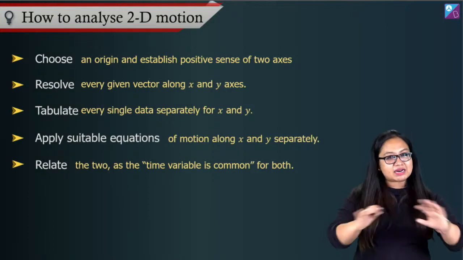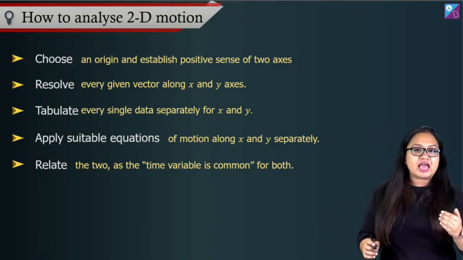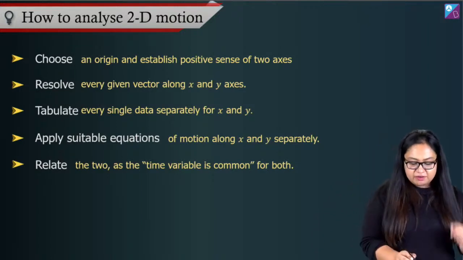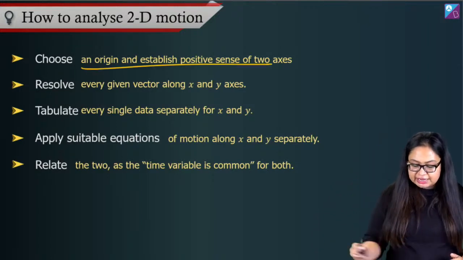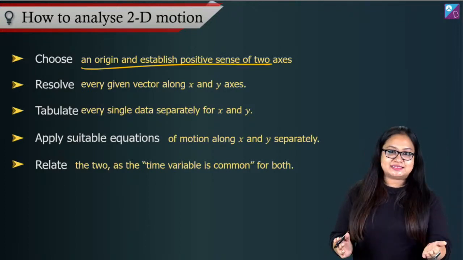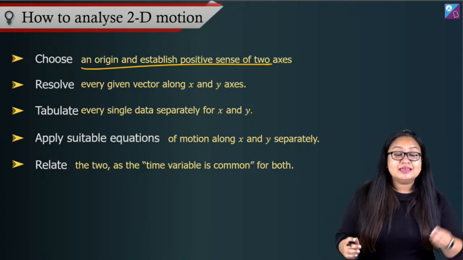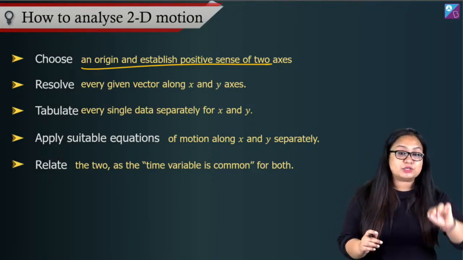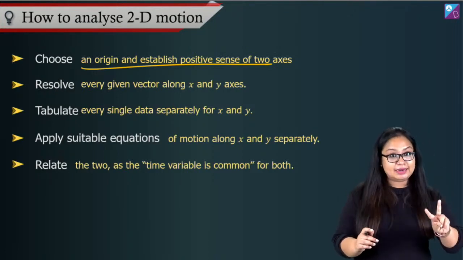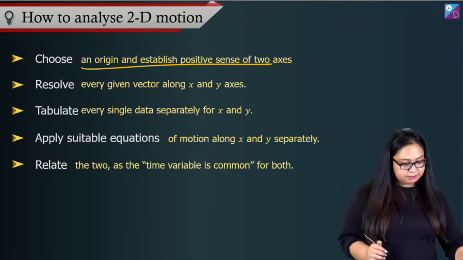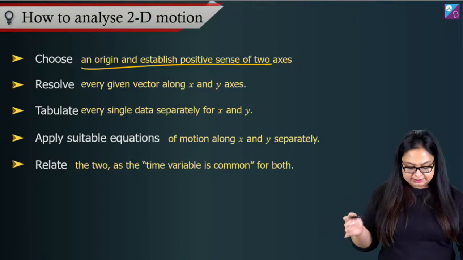I will say that whatever kind of 2D motion that you have, we have very simple segregated steps that we can follow. Okay. First things first, choose an origin and establish positive sense of two axes, right? As we said, frame of reference. That means choose a frame of reference. Choose coordinate axes. You have origin and two axes, right? Understand what is positive, what is negative direction. Right, positive x-axis, positive y-axis.